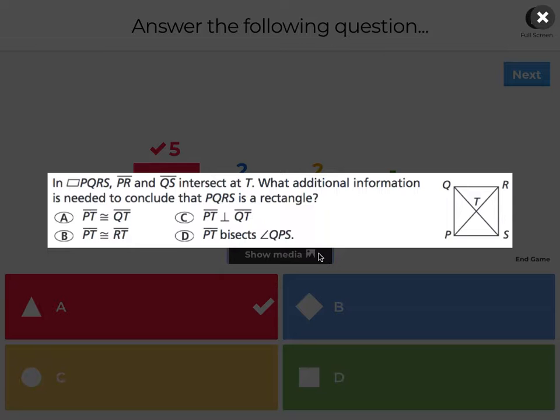But if PT is congruent to QT, well, if it's a parallelogram, I already know that the diagonals bisect each other, right? It's a parallelogram, so I know they bisect each other. So if this is congruent to this, then this whole thing is congruent to that whole thing, which means the diagonals are congruent. Does that make sense? Okay. So the key here is knowing these conditions. If you don't know the conditions, then you're flying blind. But if you know and remember the conditions, then you're able to make educated analysis on these different questions.